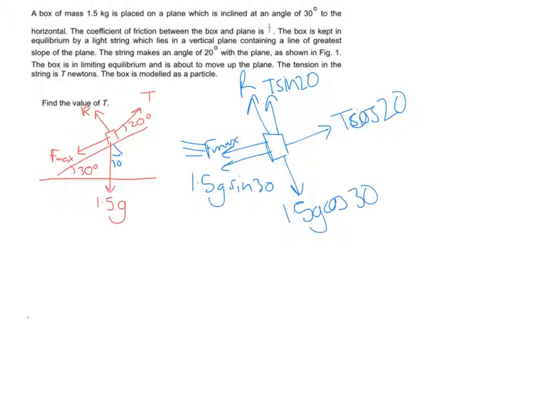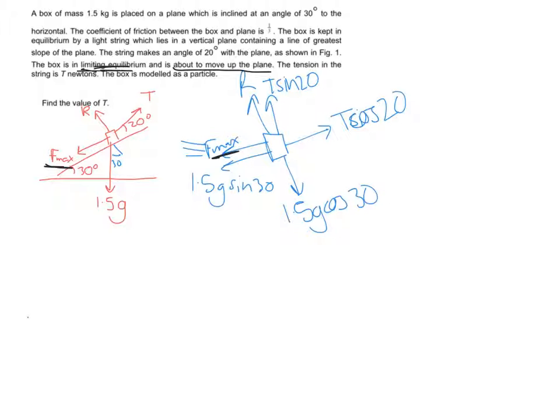So we know that the box is in limiting equilibrium, which means that it's not moving, it's in equilibrium, but also that friction is F max. And because it's about to move up the plane, that's how we know that friction is going down the plane, because it's opposing motion.